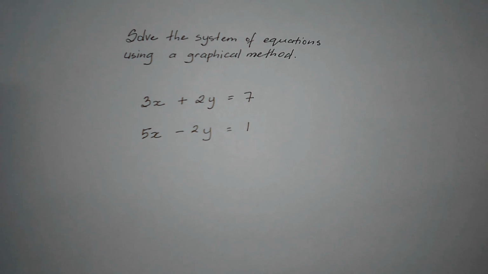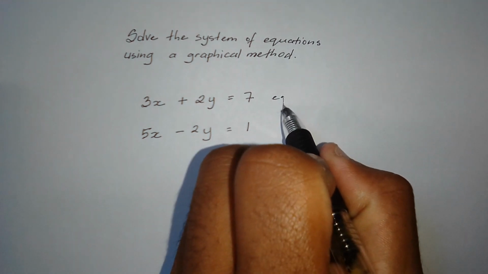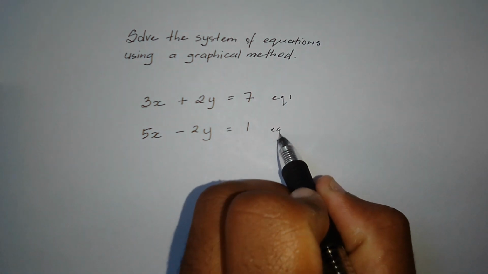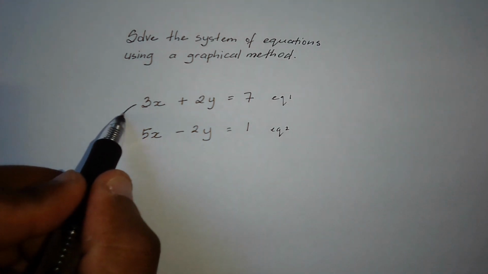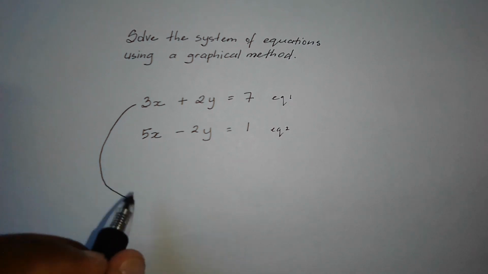Okay, so I have the question that says, solve the system of equations using a graphical method. I will have equation 1, and I'm going to label it equation 1 and equation 2. It's important to note that these equations are linear equations. And to graph any straight line or any linear equation, you simply just need 2 points. So I'm going to take this equation and I'm going to try to find 2 points.